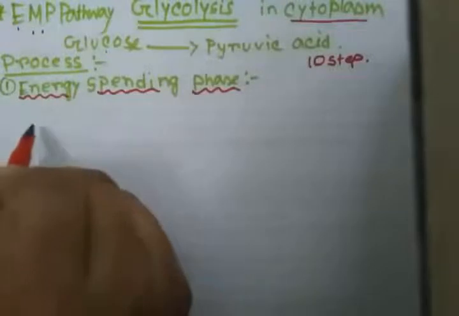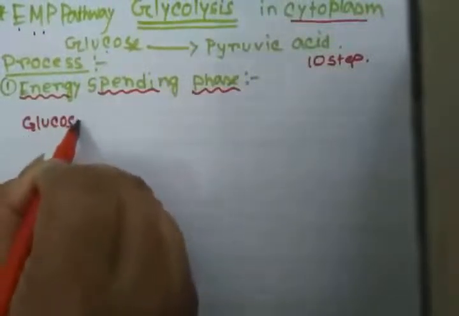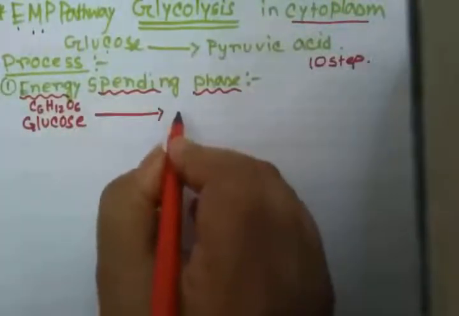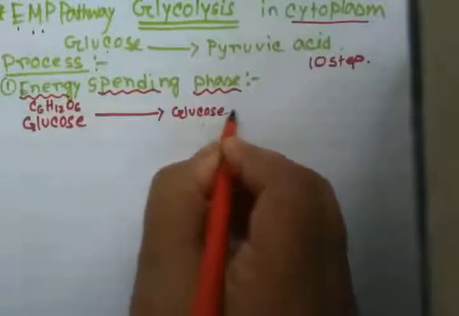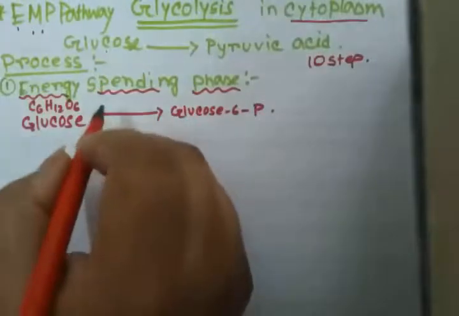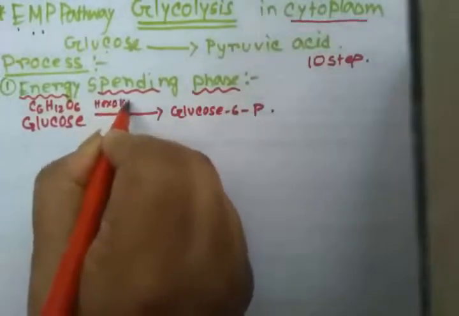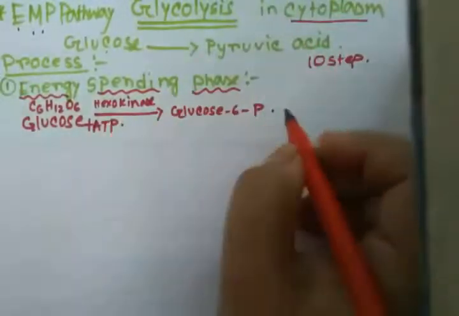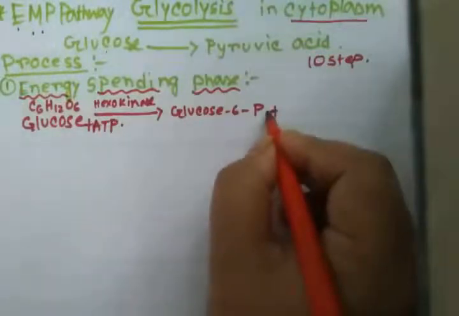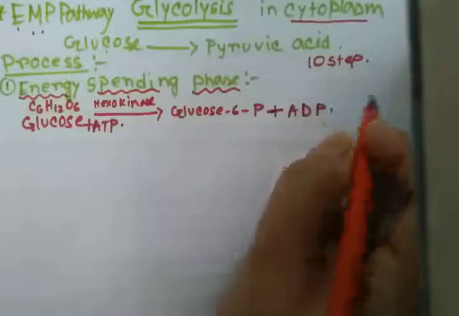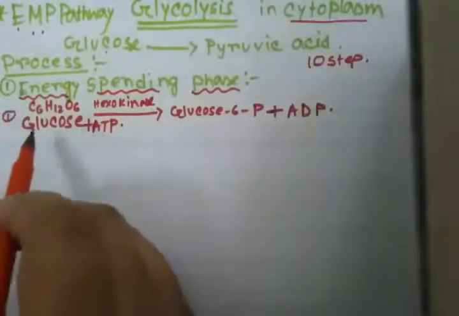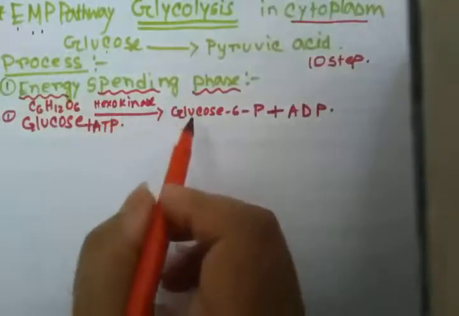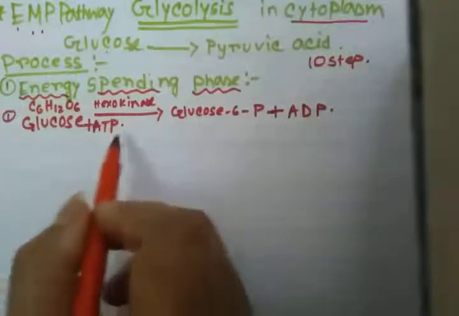In this phase, first the glucose, that is C6H12O6, is converted into glucose 6 phosphate, and the enzyme which is required is hexokinase. Here the ATP will be used up, and with the use of ATP we will get ADP. This is the first step in this process. The glucose, with the help of the enzyme hexokinase, is converted into glucose 6 phosphate and energy is used up.